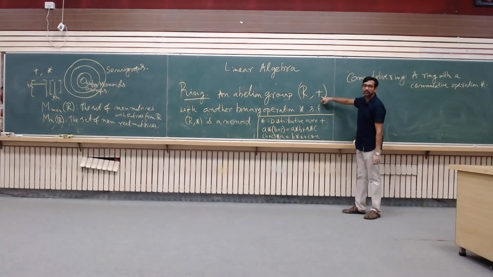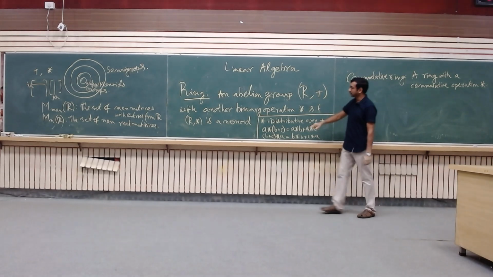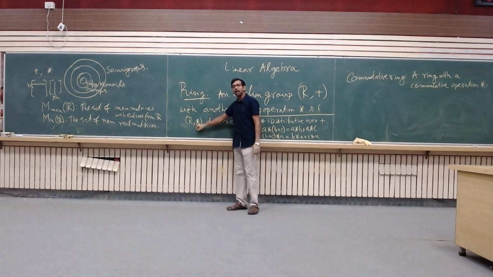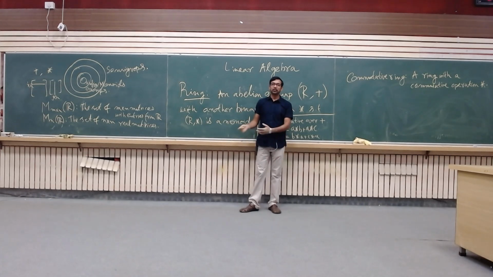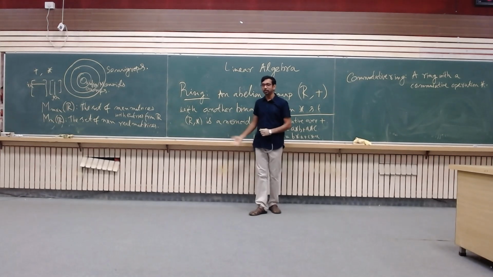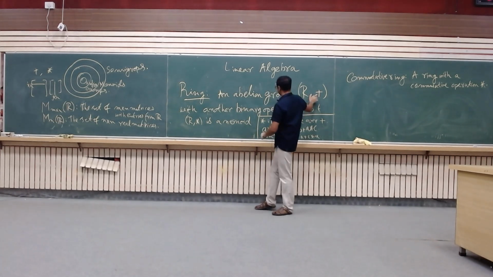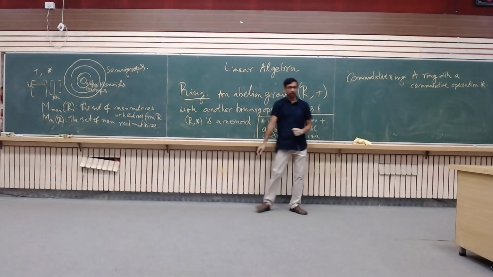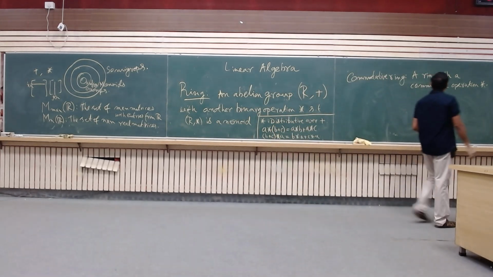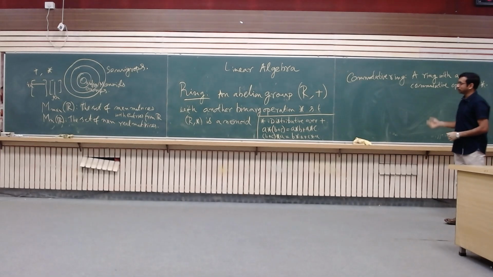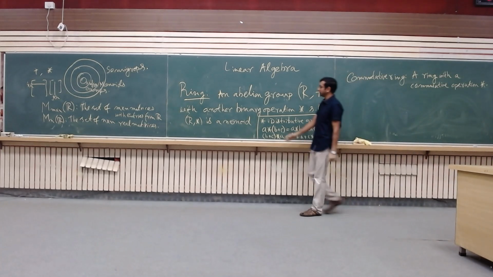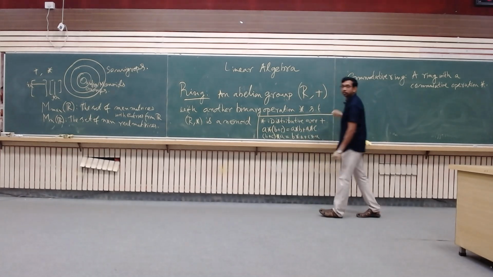We call this the addition in the ring R, this the multiplication in the ring R. Note that this addition and multiplication may not be the usual addition and multiplication. It depends on the ring what these things are, plus and star. So a ring with a commutative multiplication, or in other words, if this is a commutative monoid, then we call R a commutative ring.